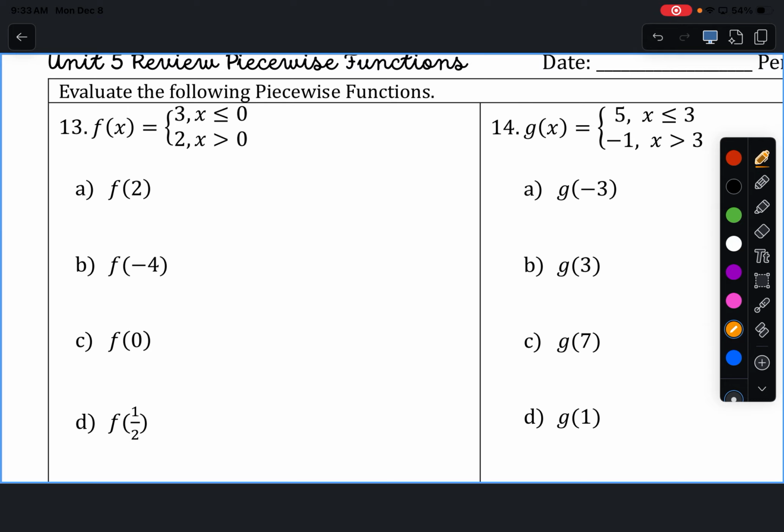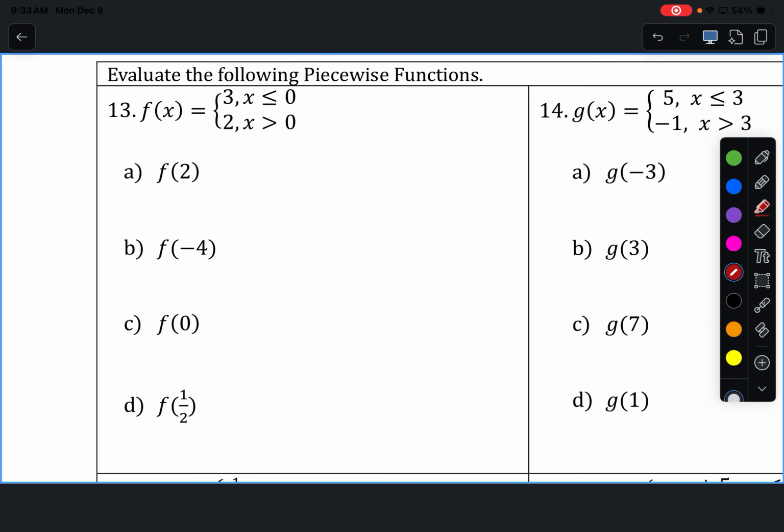Okay, so for number 13, we have two functions in f of x. We have f of x is equal to 3 when x is less than or equal to 0, and we have 2 when x is greater than 0. So if we look at f of 2, is 2 less than or equal to 0? No, so we will not plug into that equation. Is 2 greater than 0? Yes. So what is f of 2 equal to? 2. Is there anything for me to plug in for this one? No.